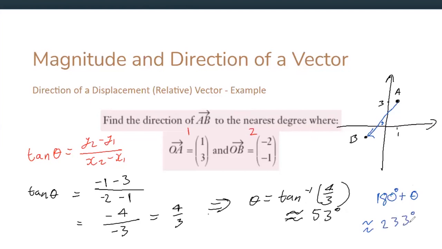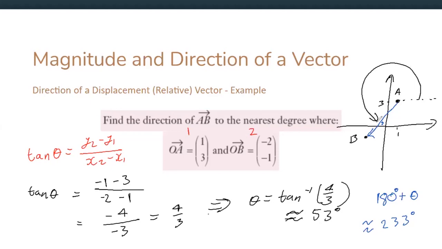So that means our actual angle is approximately 233 degrees. It's not the initial 53 degrees, because if we look at the positive x-axis, it's going here, and the angle we want goes all the way around and points us in that direction there. And that's where our 233 degrees comes from. So that's really important to note.